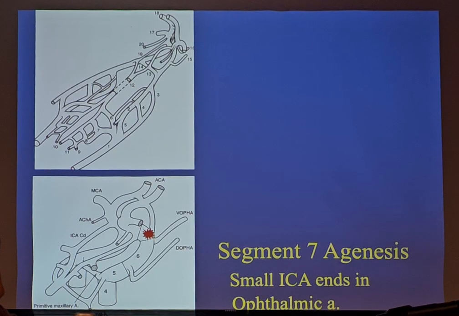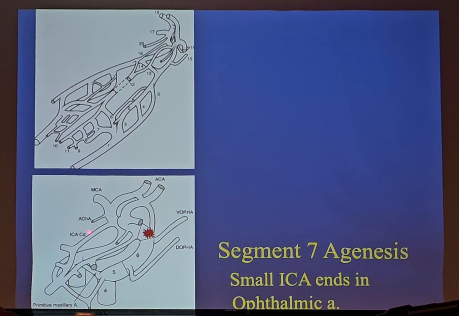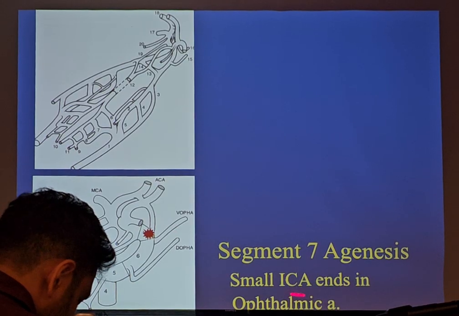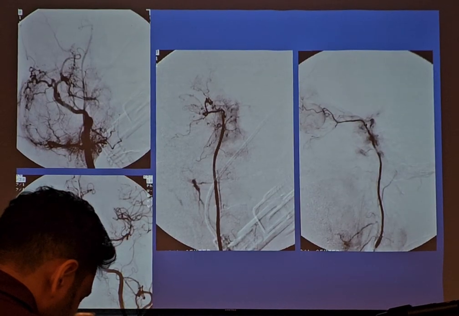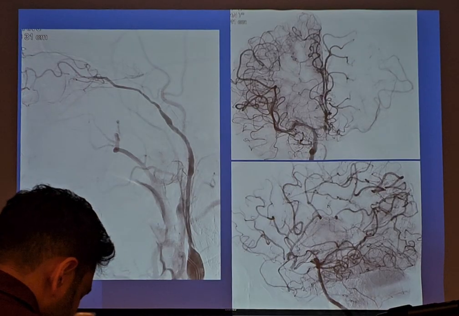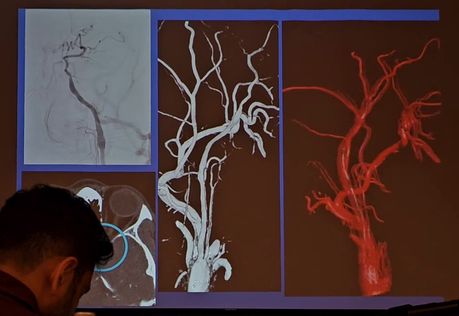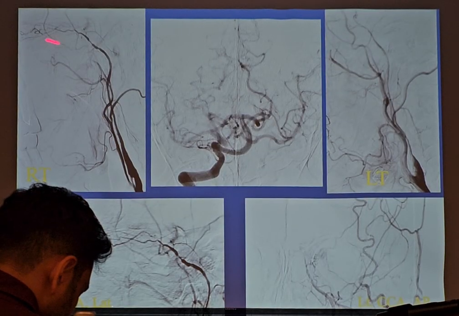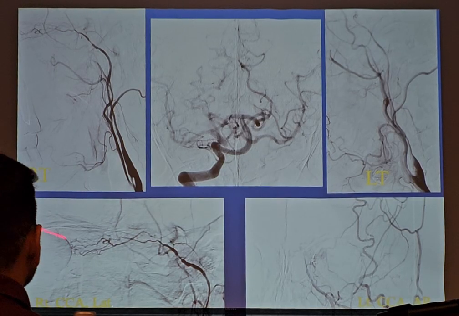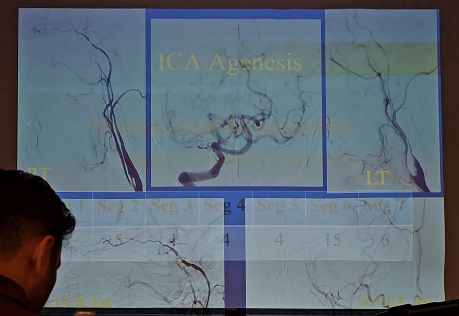Segment 7. Okay? If segment 7 regressed, there is a small ICA and ophthalmic artery, that's the usual pattern we see here. This is one example. You can see the internal carotid artery, ophthalmic artery. This is another case which I saw previously. This is again another case. Okay? Bilateral. You can see the bilateral agenesis of the seventh segment. You can see the small ophthalmic artery. There's another reconstitution of the small ophthalmic artery.